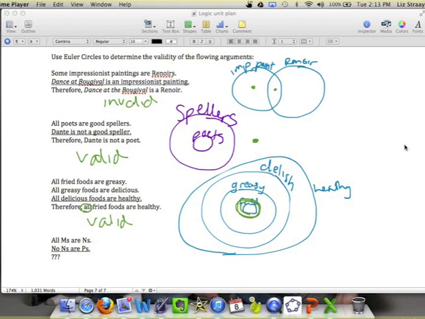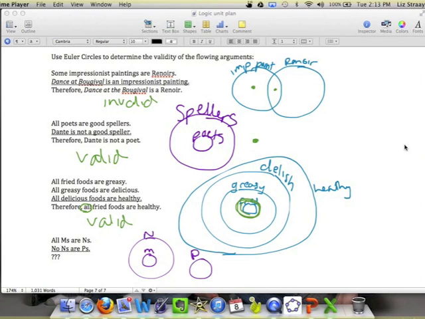And our last one here. All M's are N's. No N's are P's. So draw a new P circle. Draw a new P circle how? Next door to it, but completely disconnected from it. Yeah. No N's are P's, so those two are completely disconnected things.